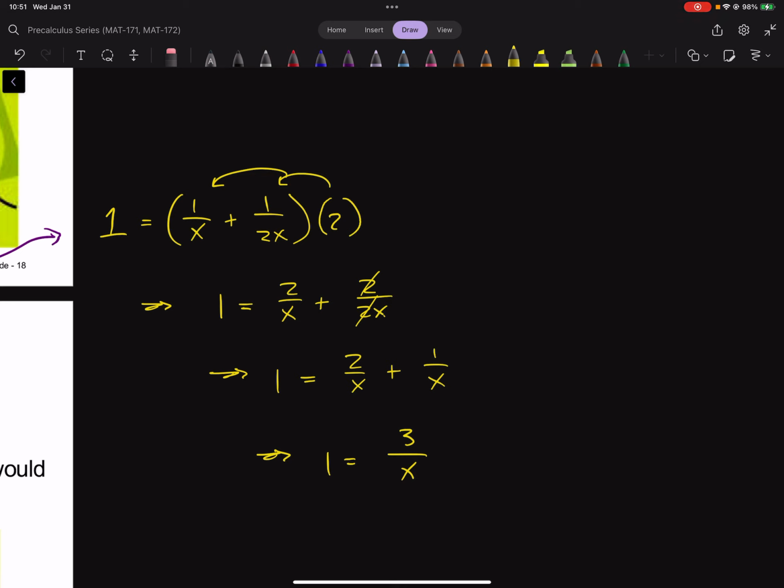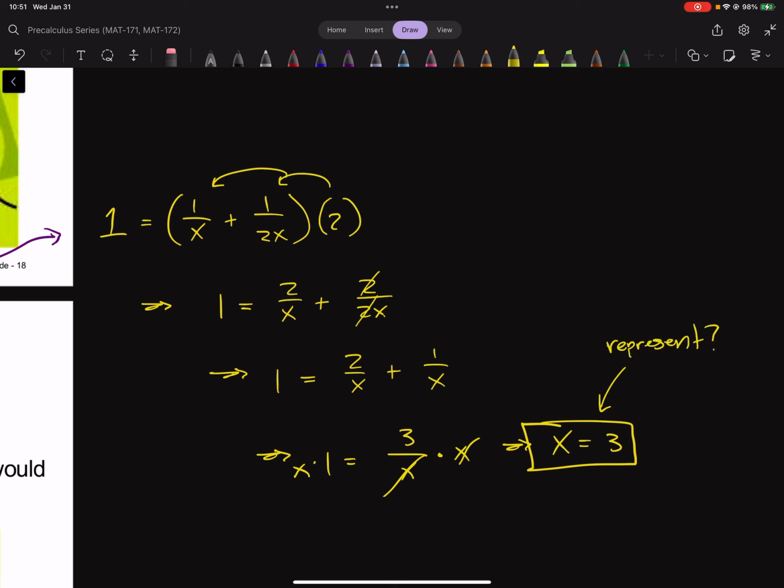Now, this is when people want to cross multiply. Please don't make me want to reevaluate my career choices. Instead, we're going to multiply both sides by x. And what we end up with is x equals 3. Now we have to ask ourselves, hey, what does x mean? What does this represent?